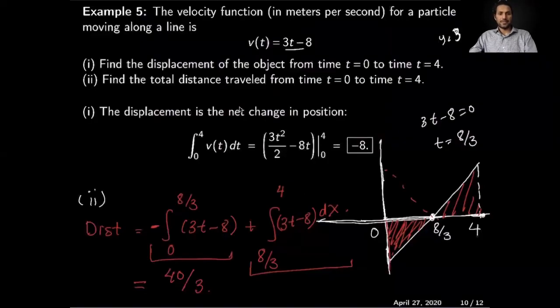After calculating the definite integrals from 0 to 8/3 and 8/3 to 4 of the function 3t minus 8 as above, my final answer is 40/3. So this is the total distance covered by the particle from time t equal to 0 to time t equal to 4. As you can see, from t equal to 0 to 8/3, the particle was traveling in the opposite direction, and then the particle was traveling in the positive direction. The graph below the x-axis represents the particle going from right to left, and then from 8/3 to 4, left to right.